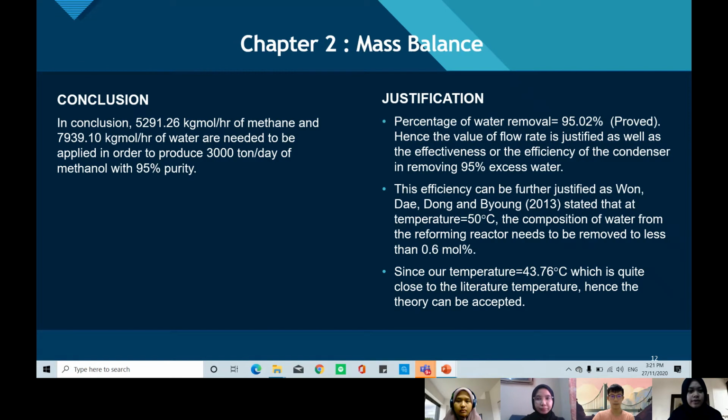In conclusion, 5291.26 kilomole per hour of methane and 7,139.10 kilomole per hour of water are needed to be applied in order to produce 3,000 tons per day of methanol with 95% purity.